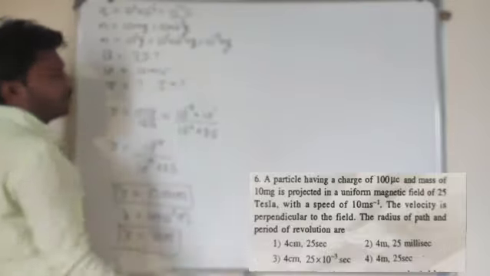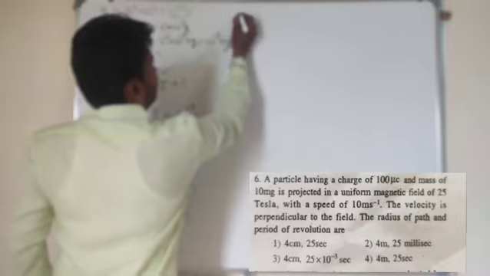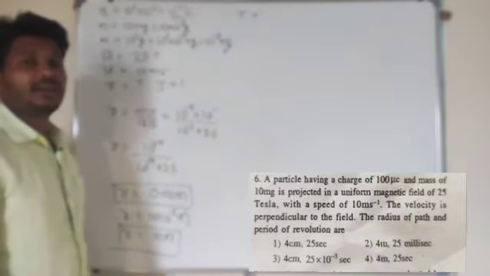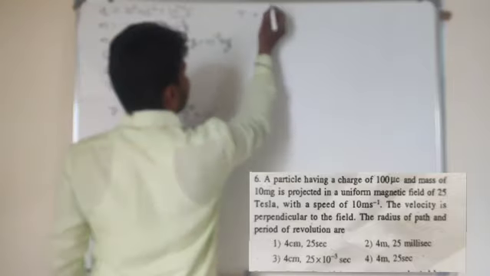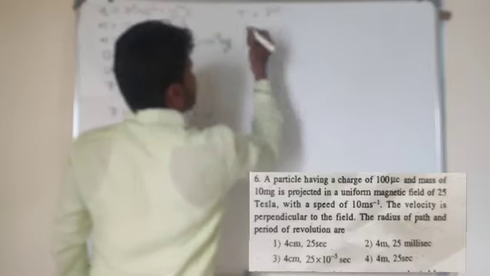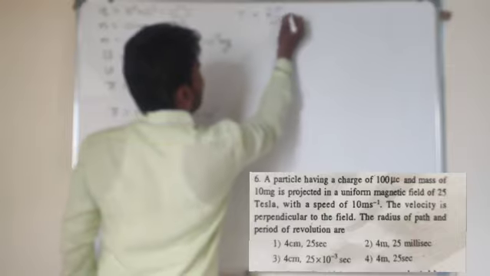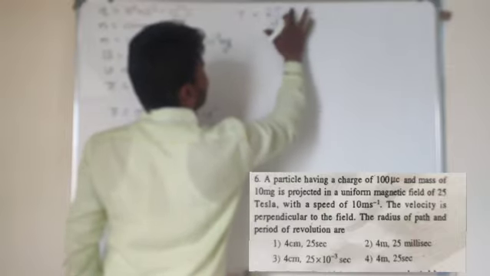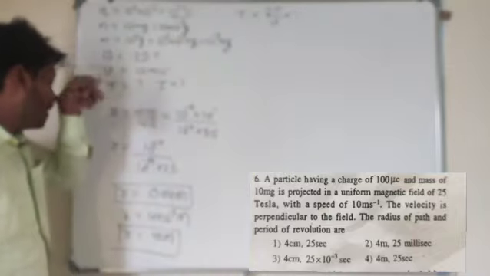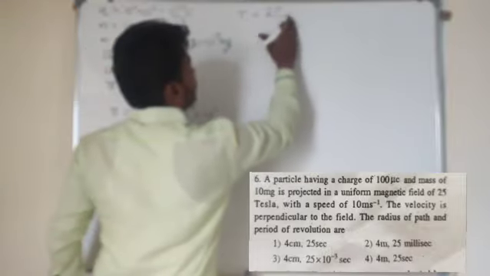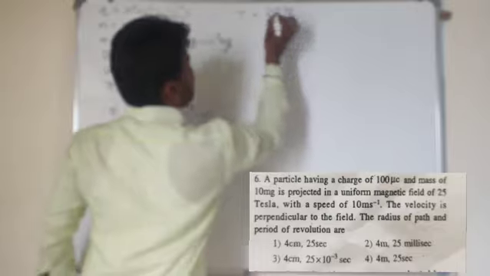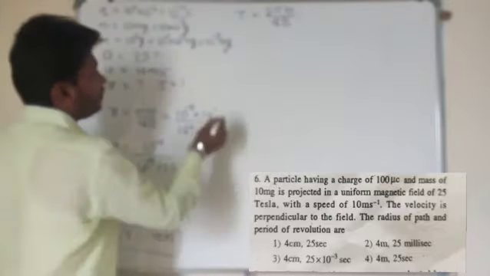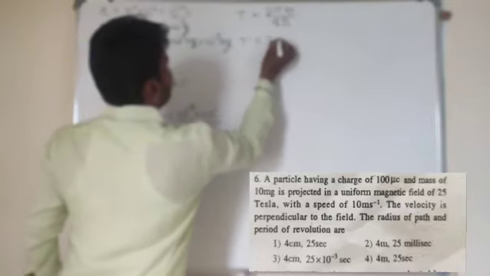Then what about its time period? What is the connecting formula here? Time period is equal to what? Distance divided by velocity. The distance is the circumference, so 2 pi by v into r, where r is nothing but m v divided by q B. So T is 2 pi m divided by q B. This is the direct formula we have. Just fill in the values.